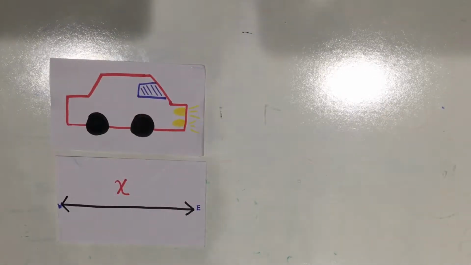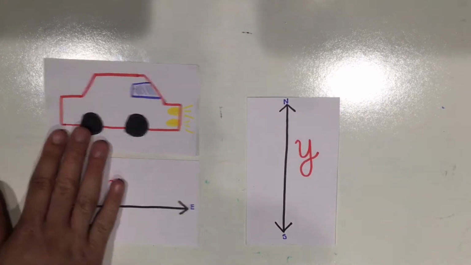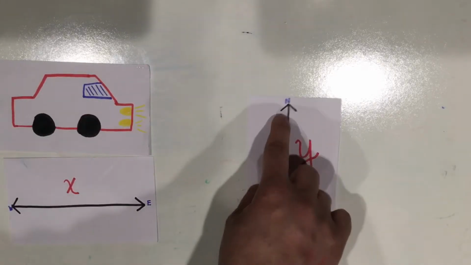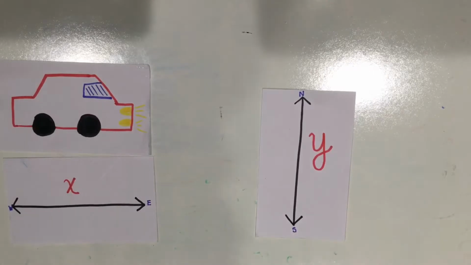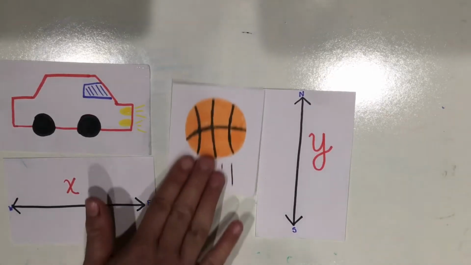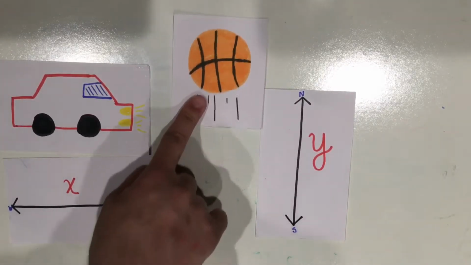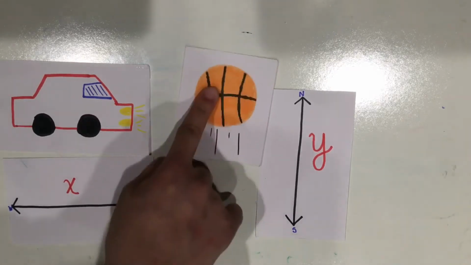And then the second direction that kinematics runs in is the y-axis, along the y-axis, so from north to south or south to north. And a common example of this is bouncing a ball up and down. So this basketball is going from north to south, south to north, or both if it's bouncing up and down.